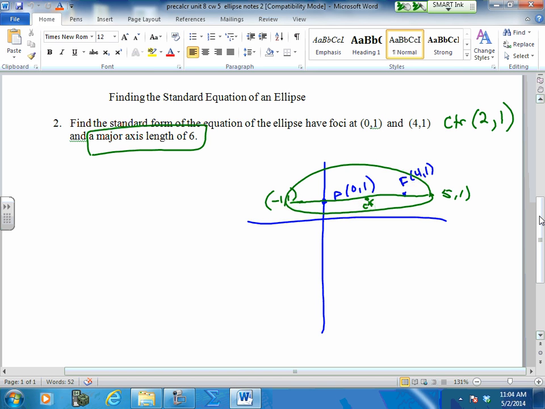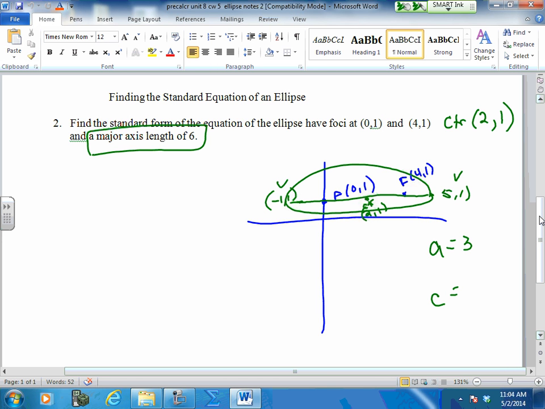So Daniel said, if this entire length is 6, he took half of it, 3 over here, so he added, oops, where's the center? I put it over here. (2, 1). Add 3 to this guy, (5, 1). Subtract 3 from this, (-1, 1). Very good, Dan. Very good. Now, I therefore know A. A is 3.